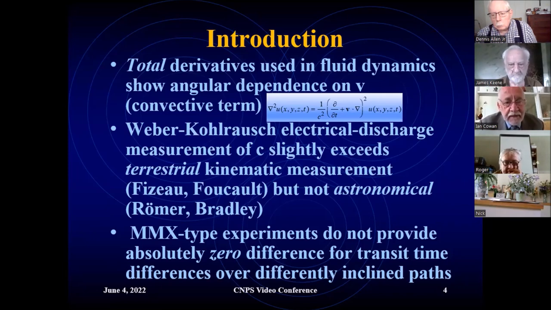So it's really the dot product of the v and the operator del, or nabla. So the direction cosines will come into any disturbance u(x, y, z, t), in relationship to the spatial coordinates on the left-hand side. So intuitively, you would say, if you can use this equation, which obtains generally in fluid dynamics, there is an angular dependence on V because of the convective term.